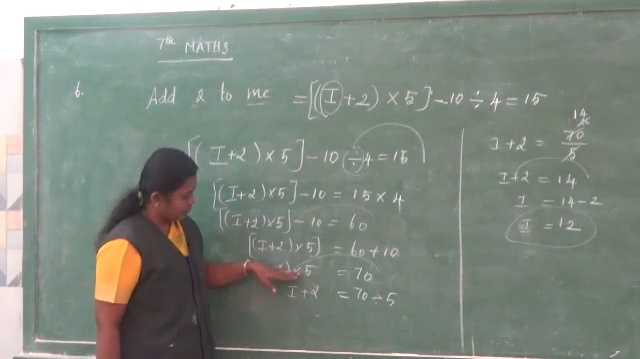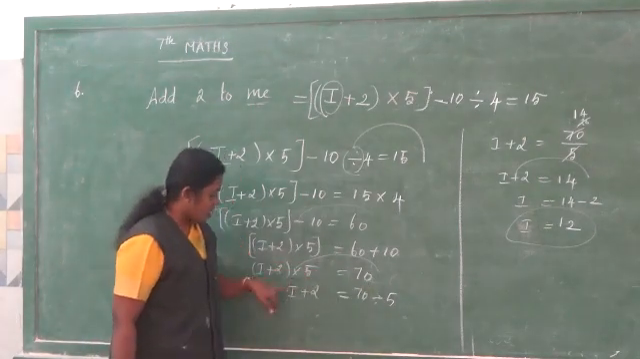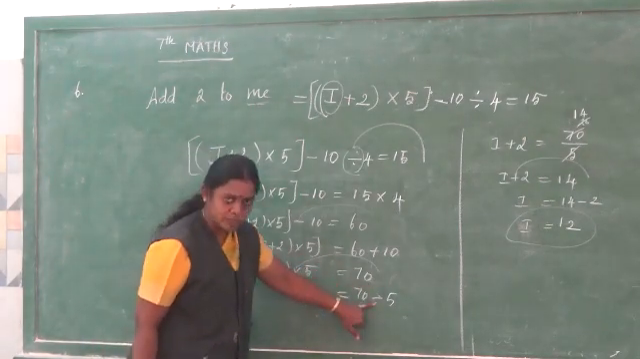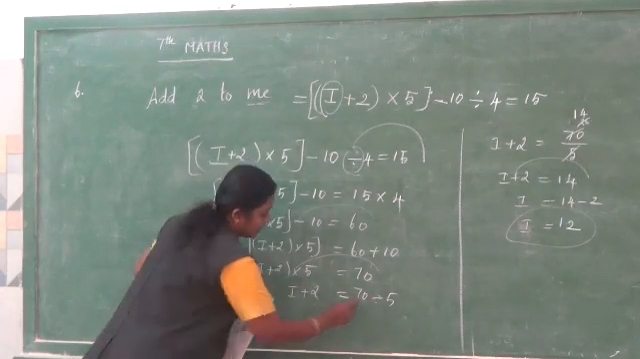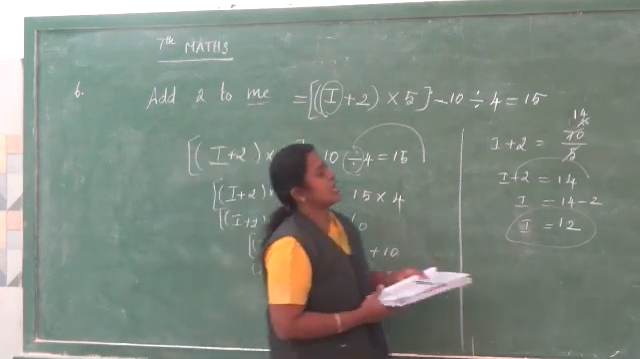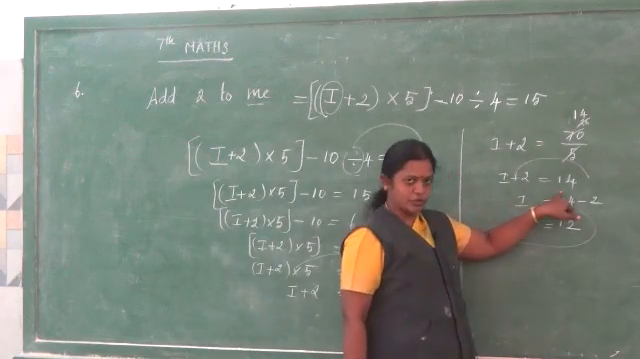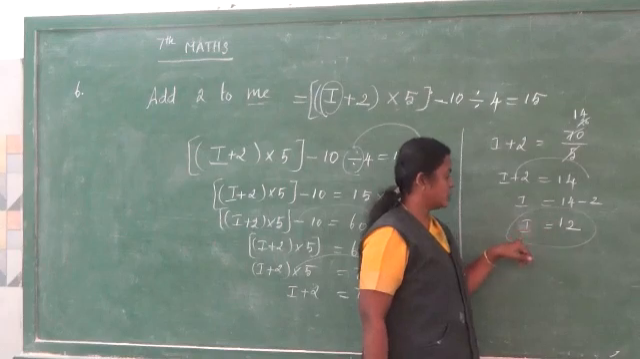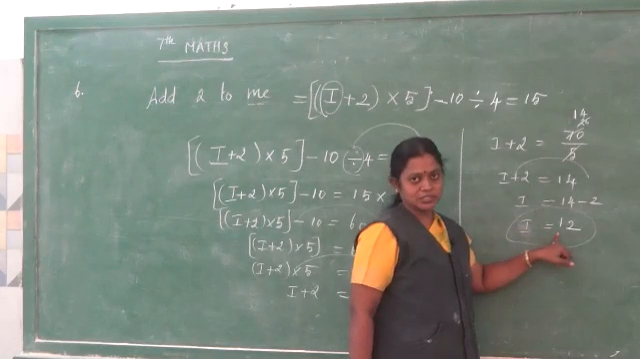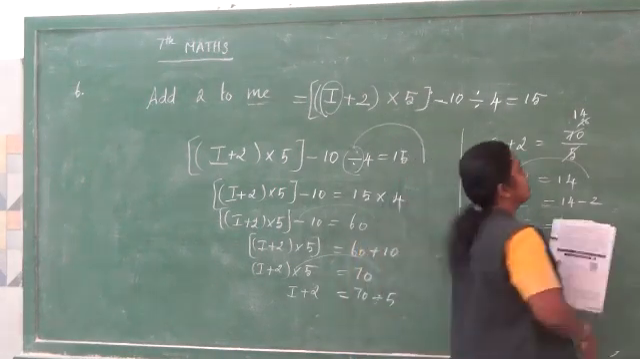So I plus 2 into 5 minus 10 equal to 60. Subtraction, it goes on that side, will be addition. So I plus 2 into 5 equal to 60 plus 10, which is 70. Multiplication, it goes on that side, will be division. I plus 2 equal to 70 divided by 5. How many 5s are there in 70? You are getting 14. I plus 2 equal to 14. I equal to 14 minus 2. Now I is 12. This is the answer for this question.